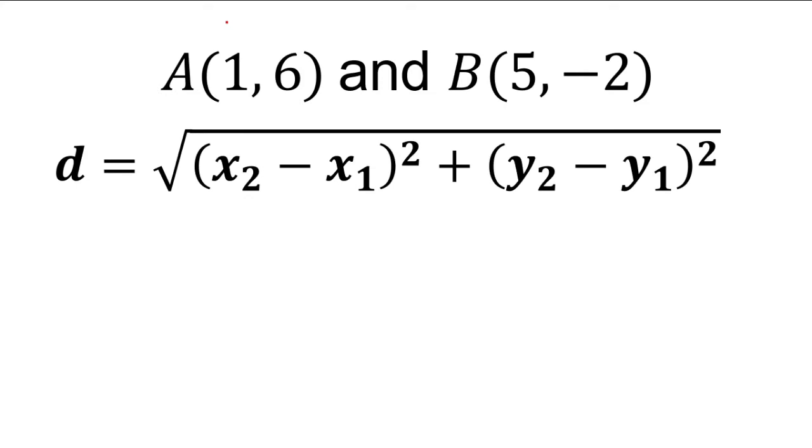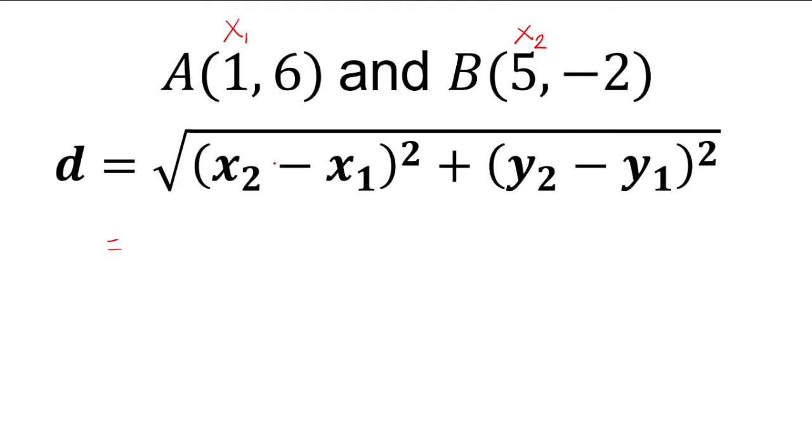We know that in point A, the x coordinate is 1. Say, this is now our first coordinate. Or should I say, first x coordinate. Doon sa kabila naman, point B, ang kanyang x coordinate is 5. So, ito na yung ating second x coordinate. So, substituting it inside our formula.